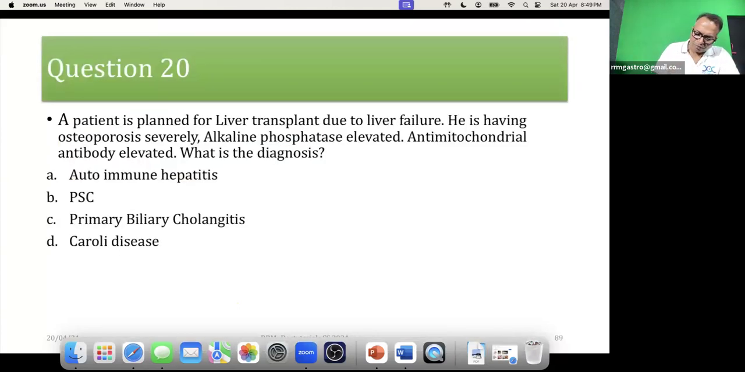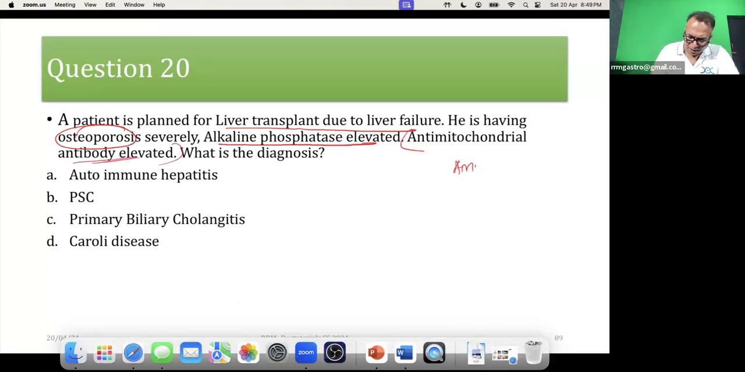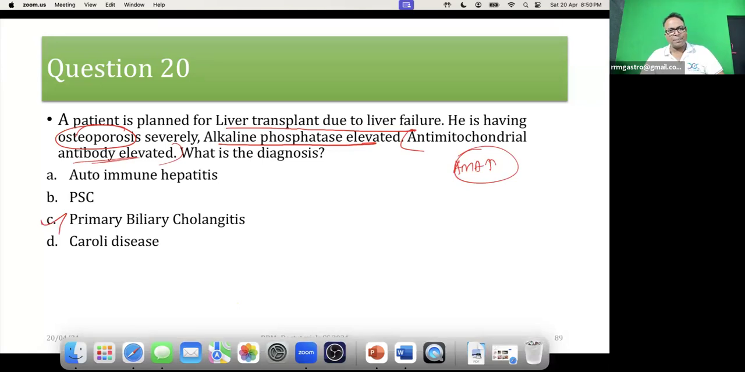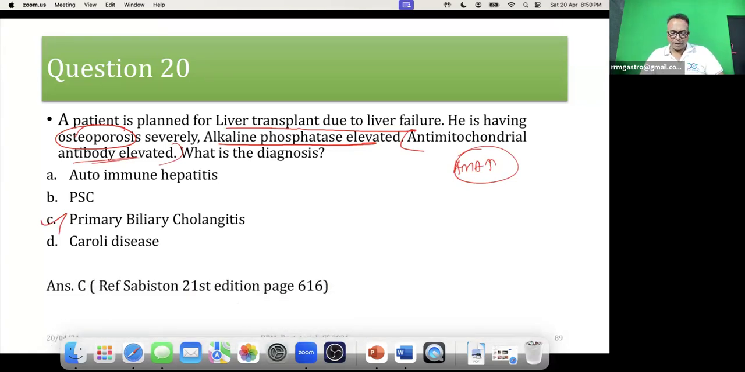A patient is planned for liver transplant due to liver failure. He is having severe osteoporosis, elevated alkaline phosphatase, and elevated anti-mitochondrial antibody. So this is a clue. AMA increased. What is the diagnosis? AMA is increased in primary biliary cirrhosis. Okay, primary biliary cirrhosis will have AMA increased.